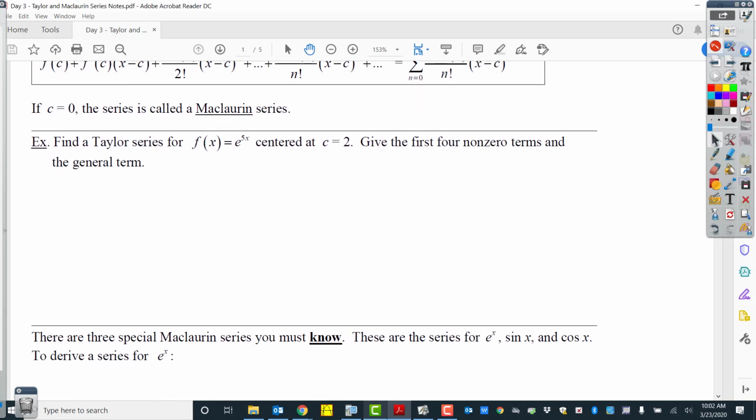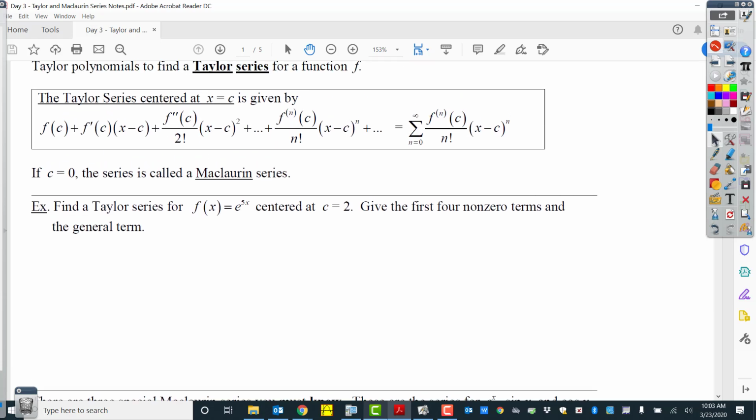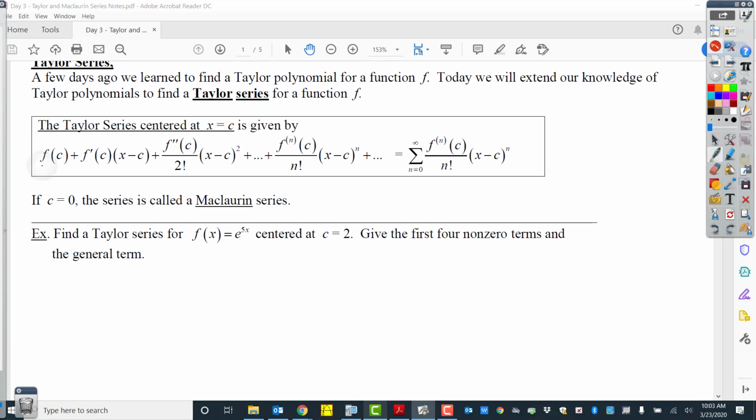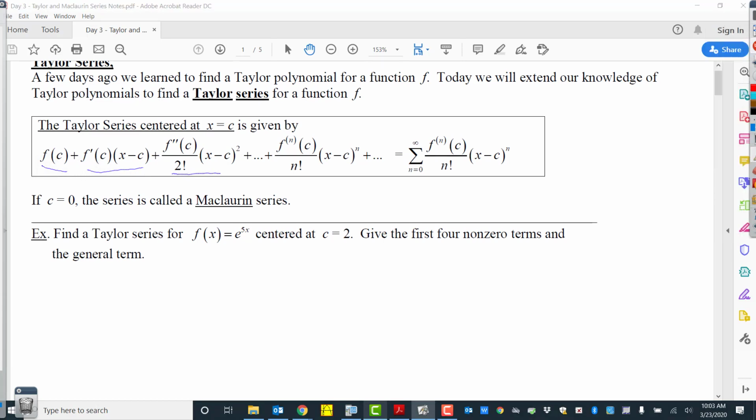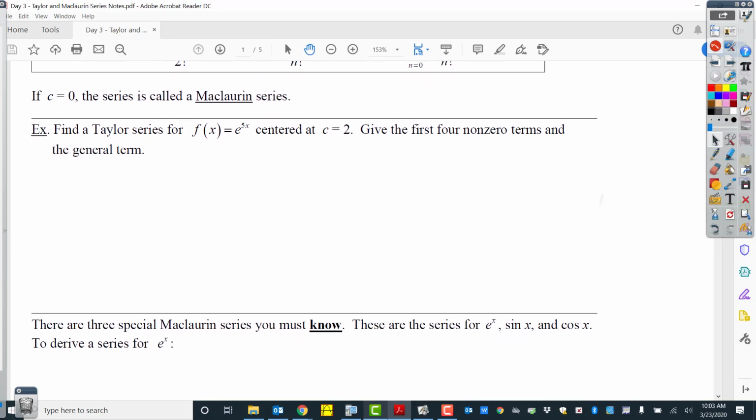So, let's start with this first one. Find the Taylor series for f of x equals e to the 5x, centered at c equals 2. Give the first 4 non-zero terms and the general term. So, what we're talking about with the first 4 non-zero and the general term. These that actually show up, that aren't 0, are your non-zero terms. This part right here is what we call the general term. We're not looking for the summation yet. Granted, once you give the general term, you could write it as a summation easily. We're just looking for the first 4 non-zero terms and the general term.